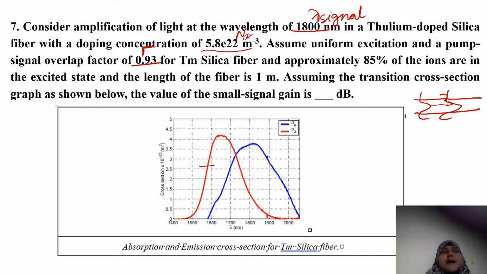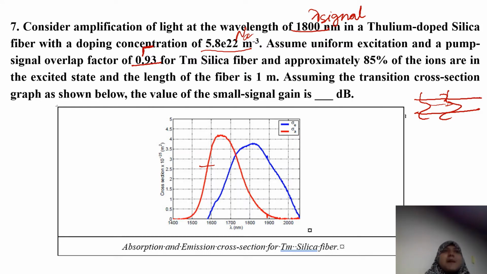Then what will happen? More of the atoms will be in the ground state rather than the excited state. So there will be less population inversion. Less population inversion, less amplification, means less gain. So the pump and the signal should have some overlap, a great amount of overlap.